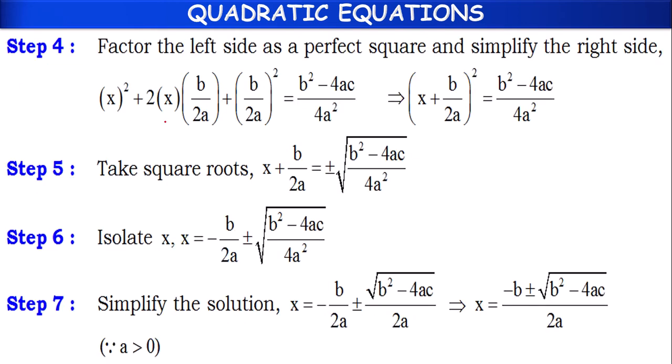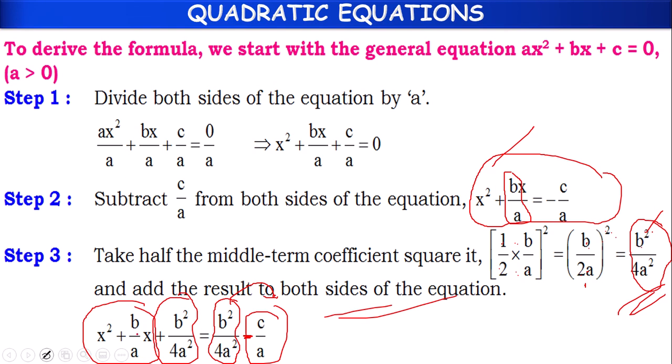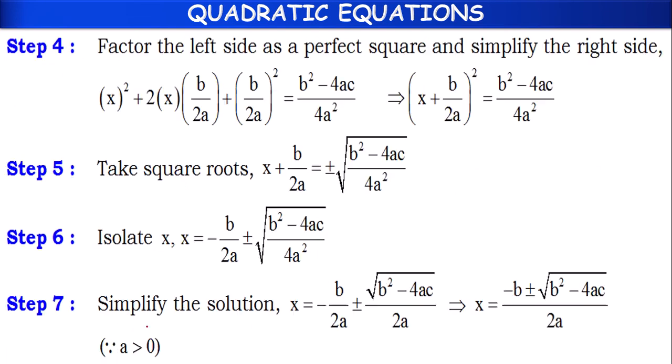Next, this middle term b by a x can be written by multiplying and dividing with 2. So b by a x can be written as 2 into b by 2a into x. The 2 cancels, and its value is b by a x. Like this it can be written. And b by 4a square can be written as b by 2a whole square.